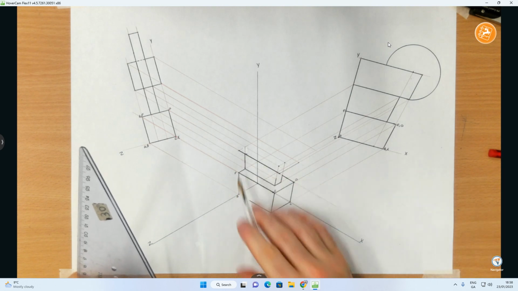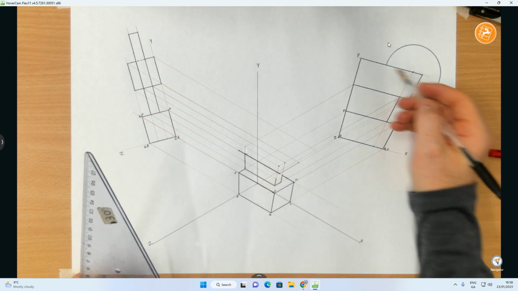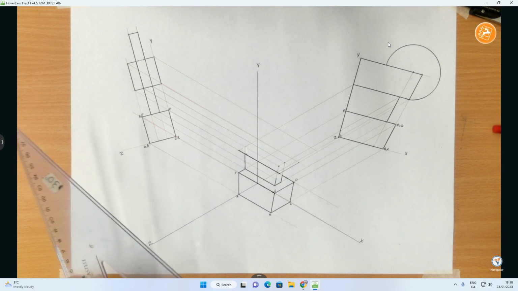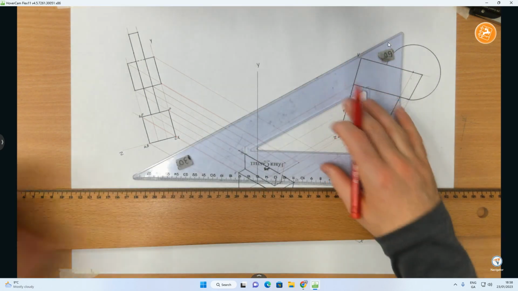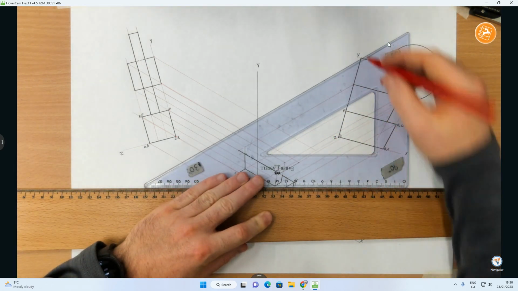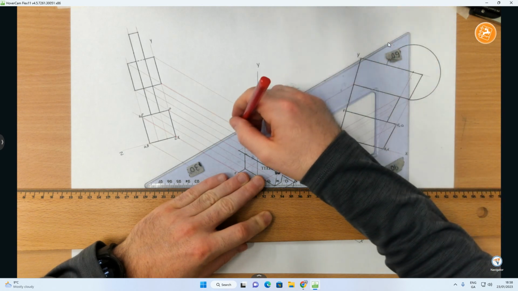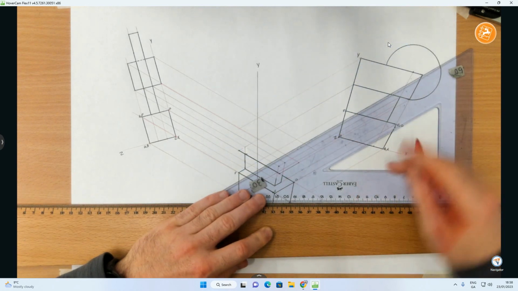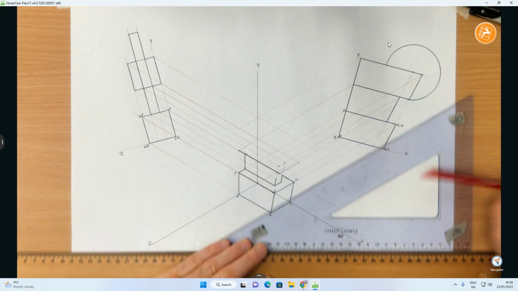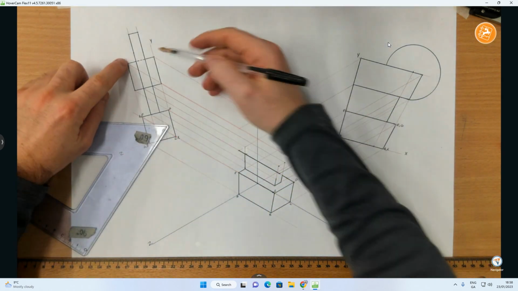I found those 3 points. Now I need to find the top 3 points. So this one and this one also need to be projected down. So at this point up here, and at this point here. Now I need to find those, and they're coming from here.